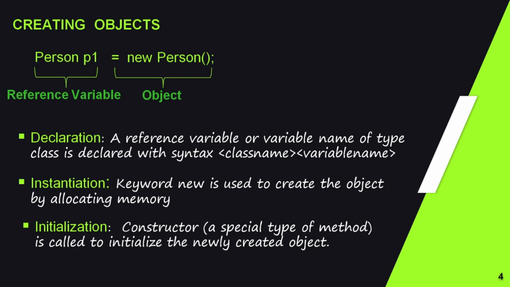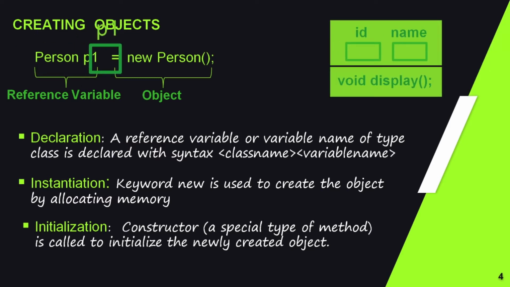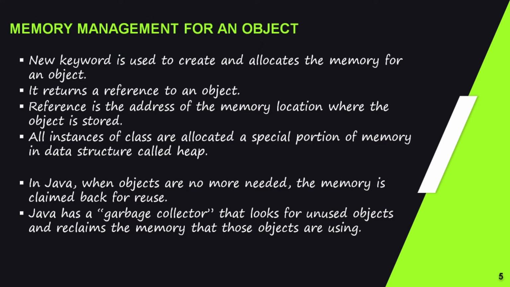Let's see how our object get memory. Here, P1 is a reference variable that point to a memory block. When you create a new object in Java with new keyword, Java automatically allocate the right amount of memory to that object in the special portion of the memory called heap. You don't have to allocate any memory for any object explicitly. Java does it for you and it will return a reference to an object.